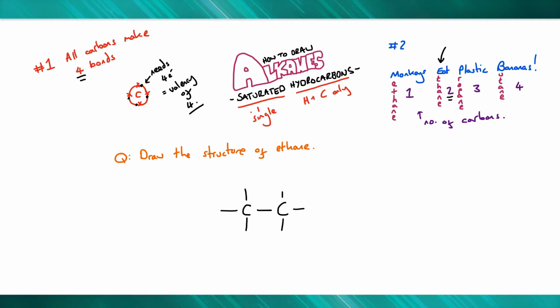We know we've got 2 carbons, therefore the rest have got to be hydrogens, so I'll put hydrogens on the end of all those bonds. And as you can see here, I've got 2 carbons, which is C2, 6 hydrogens, H6. So my formula is C2H6.